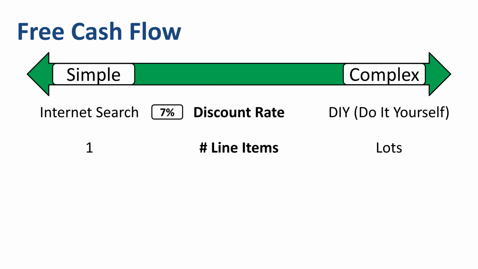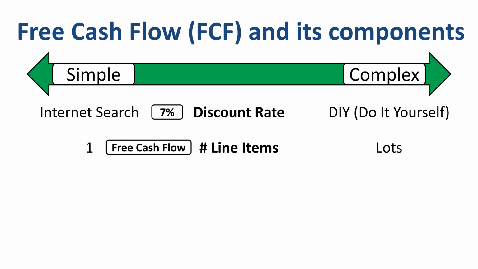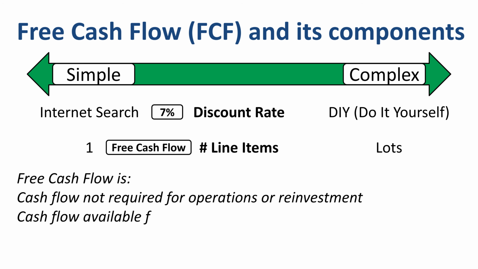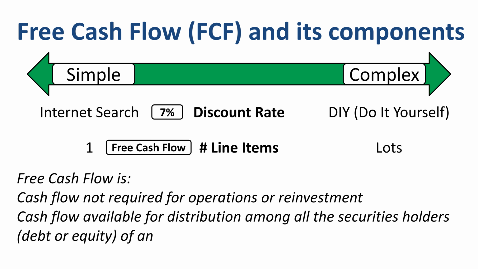Next up is the number of line items in our DCF model. If you want just one line item to forecast, then stick with just the end goal of any discounted cash flow analysis, the free cash flow of the company. Free cash flow is the cash flow not required for operations or reinvestment. In other words, the cash flow available for distribution among all the securities holders, debt or equity of an organization.